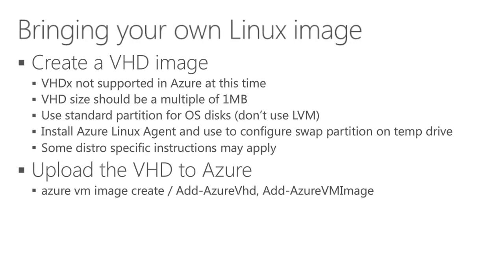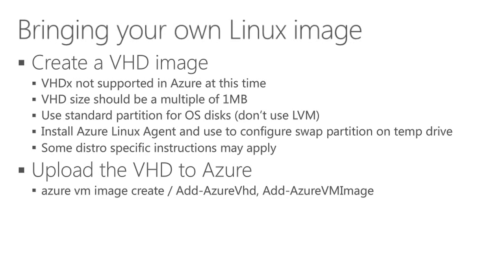So once you do the first step, which is creating a VHD image, you then upload the VHD to Azure. It's a simple command. If you're using the Azure command line interface, all you have to do is say azure vm image create. If you're an enterprise that happens to use both Windows and Linux, and you're comfortable with PowerShell, we have equivalent commands in PowerShell as well. Again, you can do the same either from the Node.js based CLI or PowerShell.